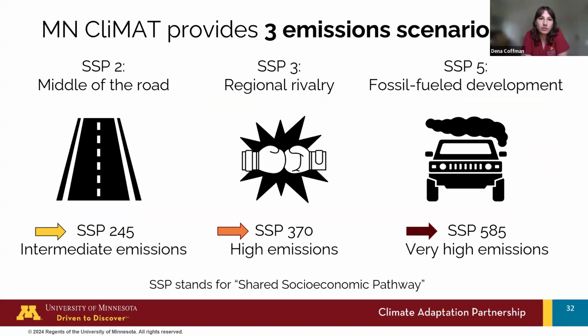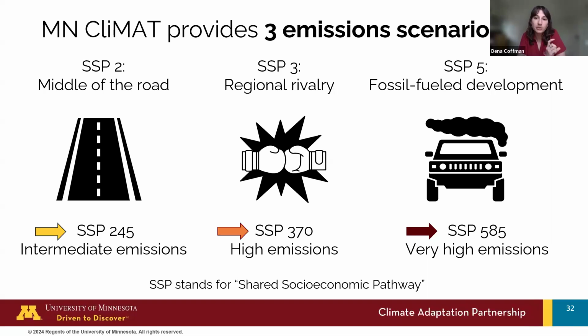So we've chosen to look at 3 different emissions scenarios to show in the tool a range of possible futures that include a very high emissions scenario at the end there, that 585, down to a more intermediate emissions scenario to really help people make decisions based on a wide range of possible futures. So as a reminder, SSP stands for Shared Socioeconomic Pathways. And those 3 different scenarios represent the potential pathways forward that we can take, which all differently affect our climate.